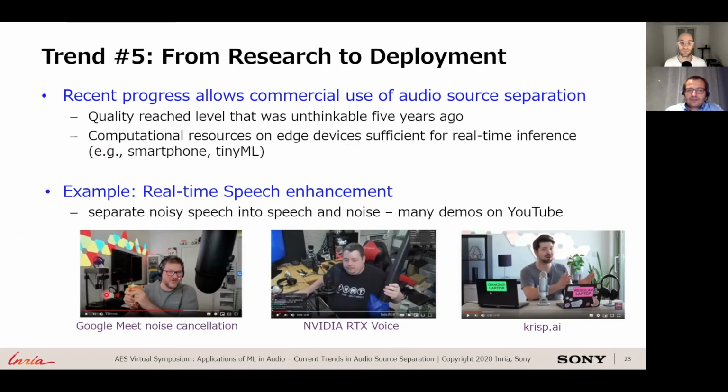And one example is real-time speech enhancement, where, as already said, speech enhancement is to separate noisy speech into speech and noise. You can find many demos on YouTube where people are trying with vacuum cleaners and all this stuff that you can think of, to see how good the speech enhancement system works. And it's really quite fun to watch those videos. And such real-time speech enhancement has really also gained more importance now that there are many more video conferences because of COVID-19 and people having to work from home.